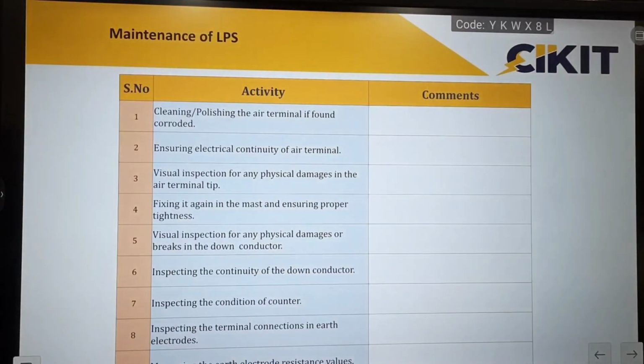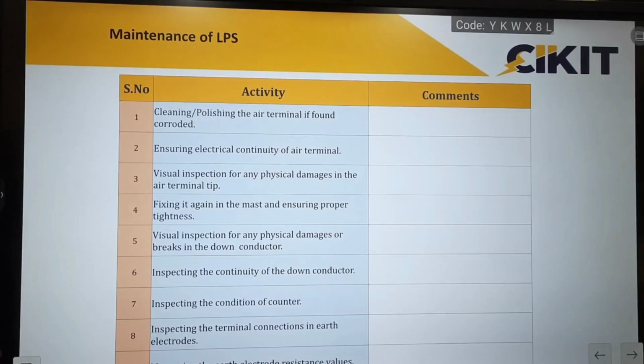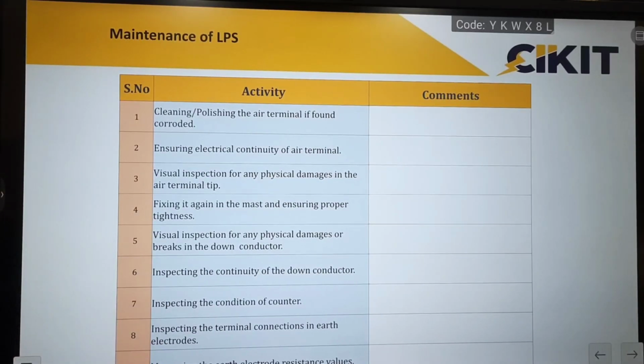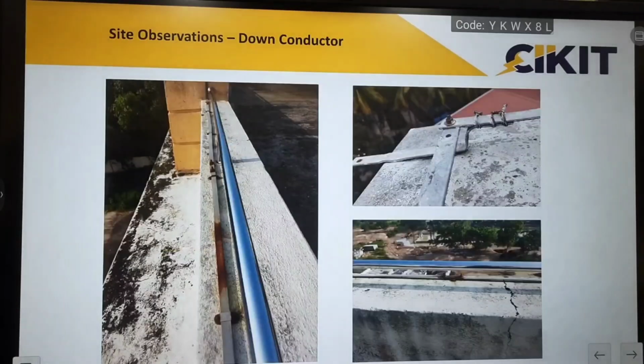So these are some of the points that have to be considered while performing maintenance of the lightning protection system. In a lightning protection system, continuity plays a major role. We have to examine the continuity of conductors from the air terminal to the earthing, and all the in-between connections have to be examined, and the value of the resistance has to be checked. These are the important points that we need to check while performing this maintenance.